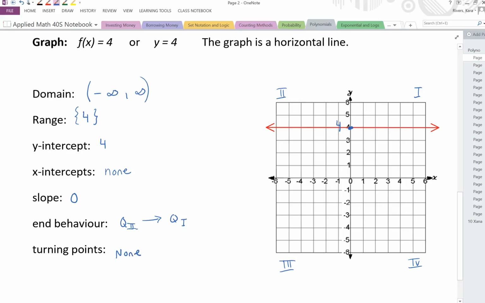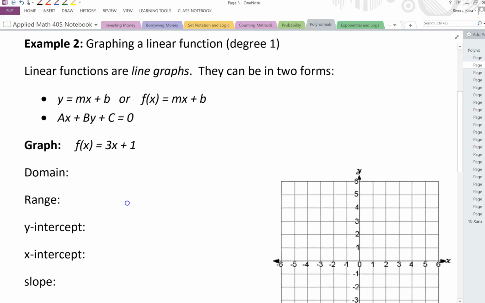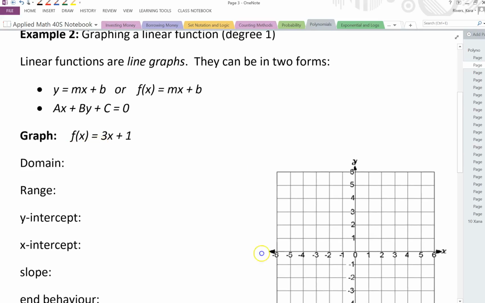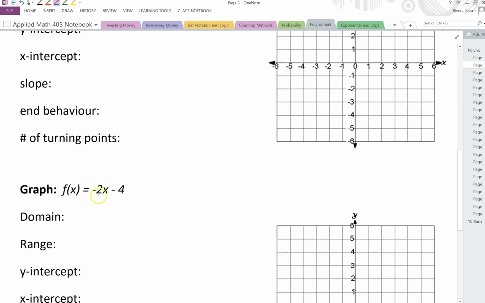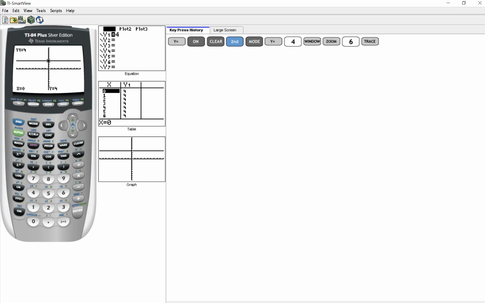Let's take a look at an example with a degree 1. In example 2, we're asked to graph two different functions. f of x equals 3x plus 1 and f of x equals negative 2x minus 4. So let's again take out our graphing calculators and put this in and see how to graph it.